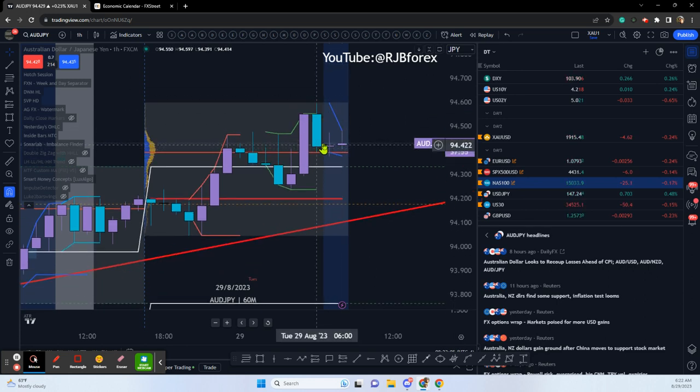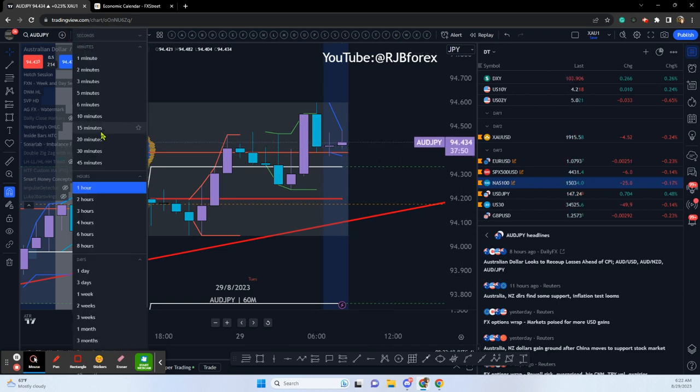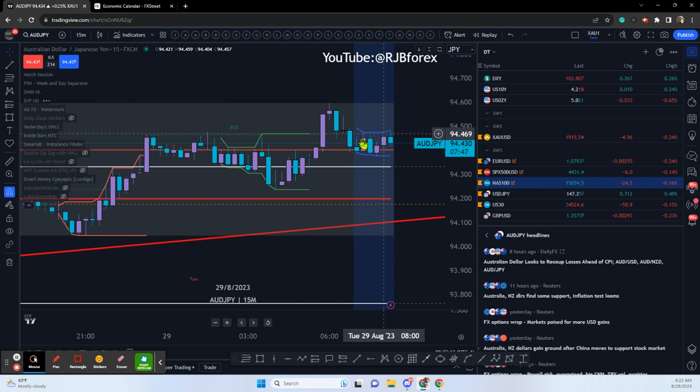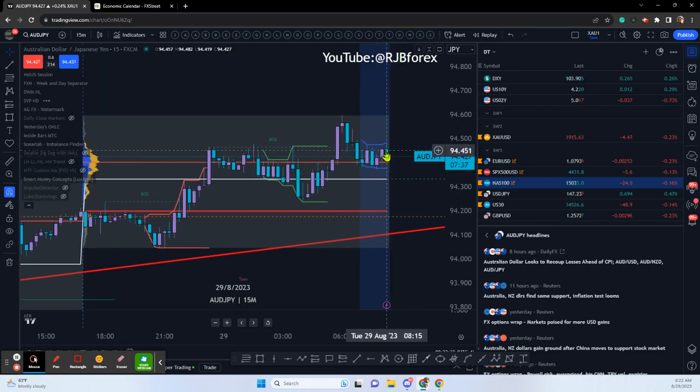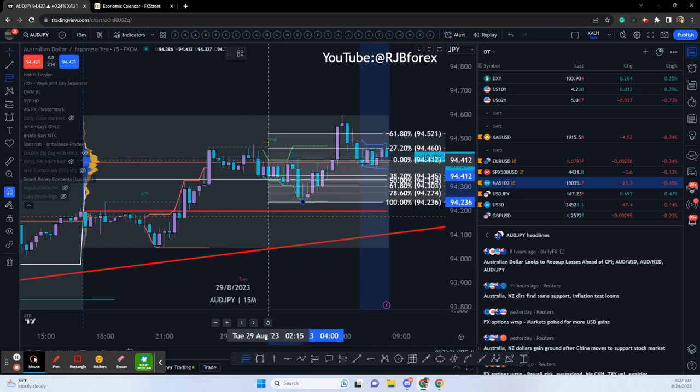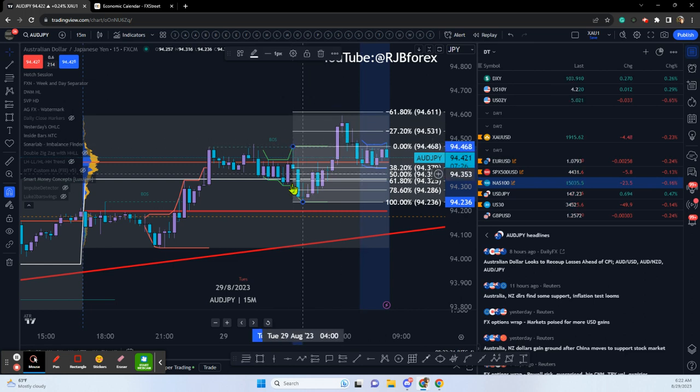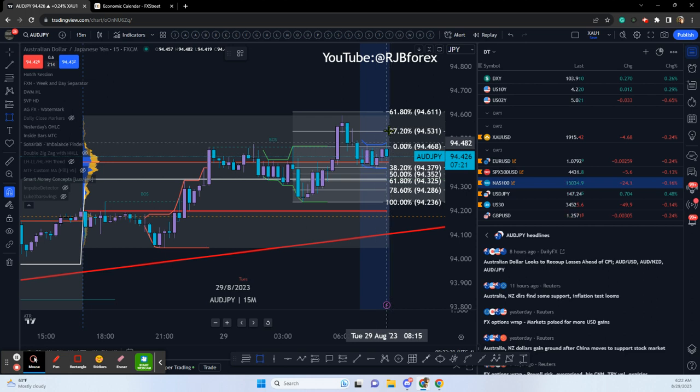Strong moves to the downside, pretty flat. Let's move this to the 15-minute chart, we better look at this. So we're sort of consolidating here. Failed breakout perhaps, consolidation, sell-off. So we've got resistance between this minus 272 and the 61.8.